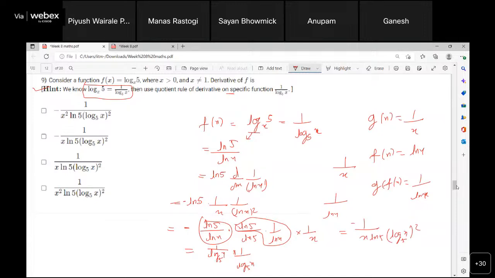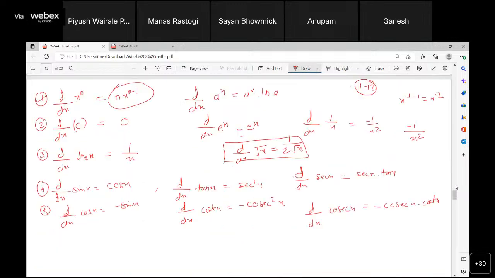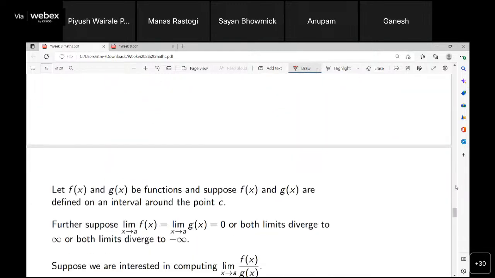So our x square x, so B option is correct. The simplification you should know. So this is about the composite rule.